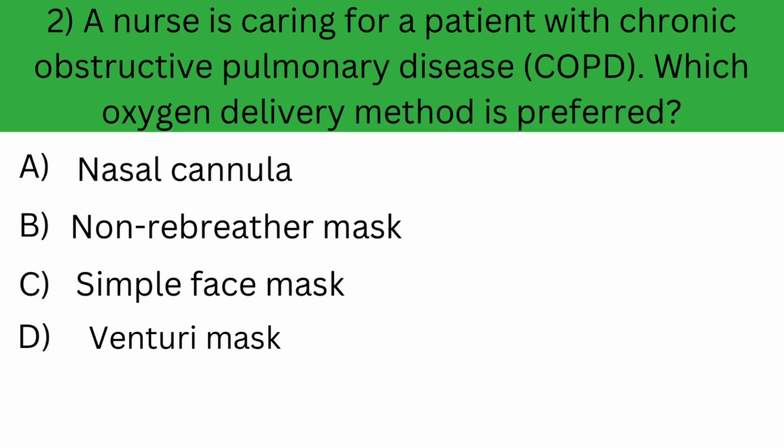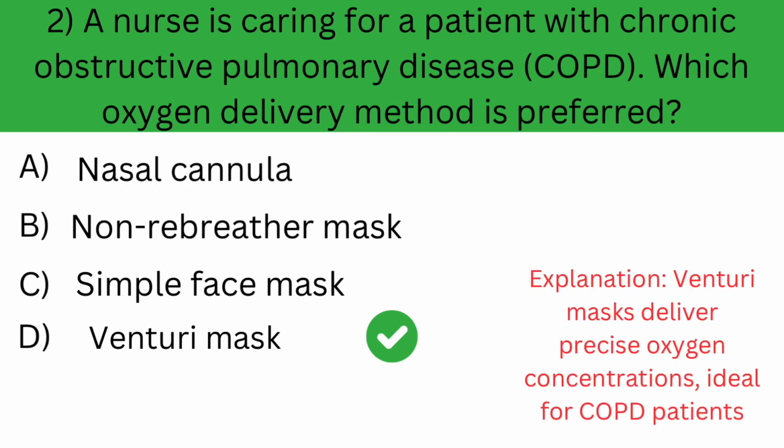2. A nurse is caring for a patient with chronic obstructive pulmonary disease, COPD. Which oxygen delivery method is preferred? A. Nasal cannula. B. Non-rebreather mask. C. Simple face mask. D. Venturi mask. Answer. D. Venturi mask. Explanation. Venturi masks deliver precise oxygen concentrations, ideal for COPD patients.